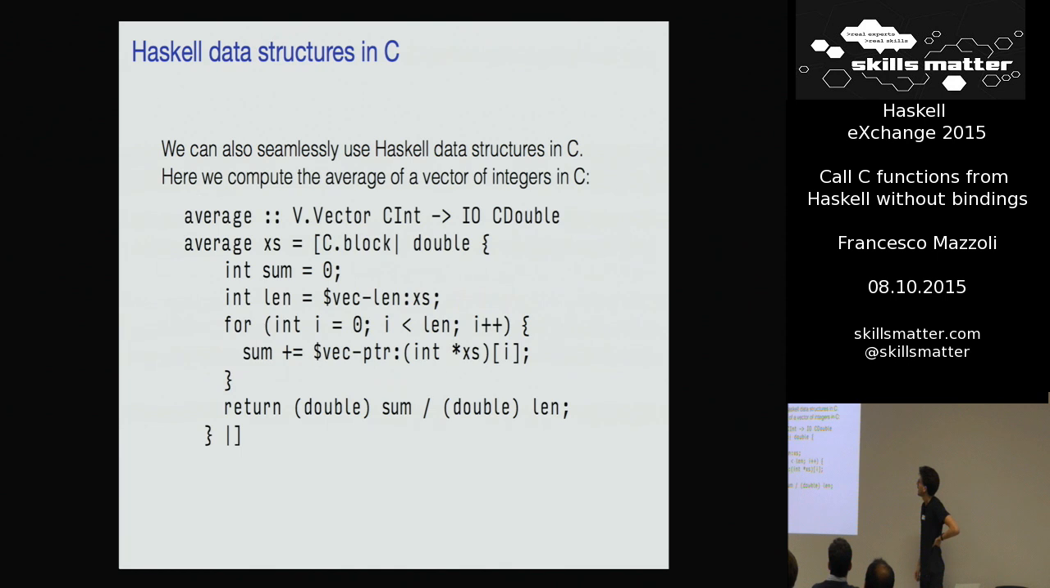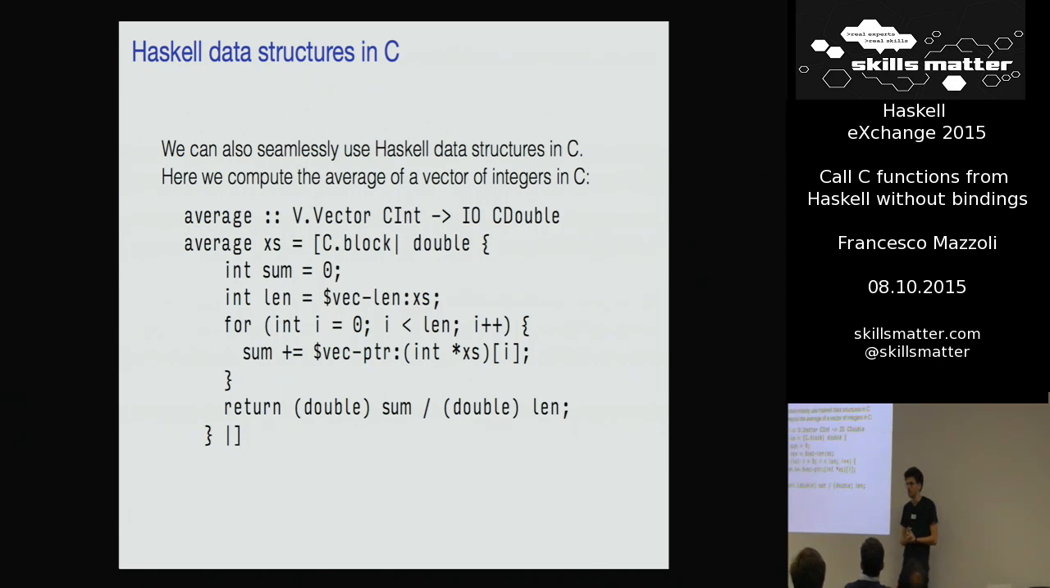So another thing we wanted to do is to be able to use Haskell data structures in C in a nice way. We want to get a C representation of our Haskell data structures quite easily in the inline C. So in this example, we have a vector of integers, and we want to get the average. We're defining this function with a bit of inline C. If you take a glance at this, it looks very familiar: you're accumulating the total value, summing up all the values in the vector, and then dividing by its length.